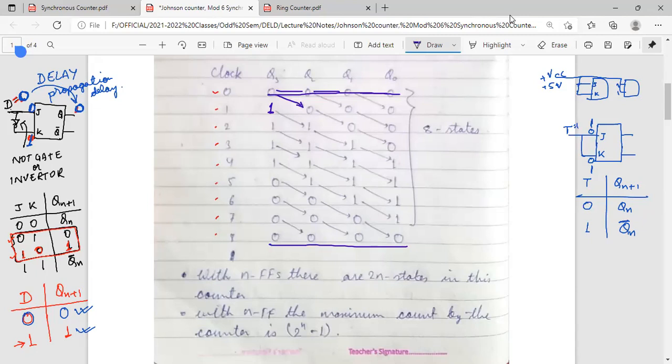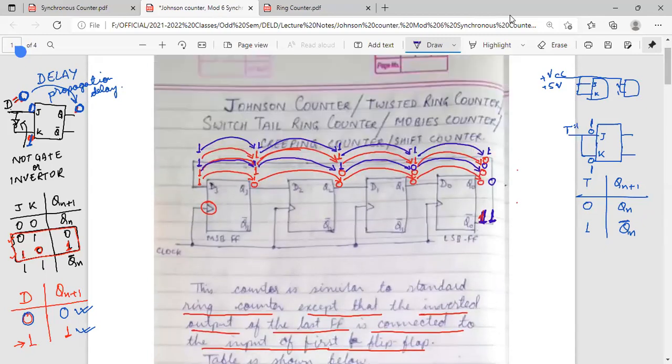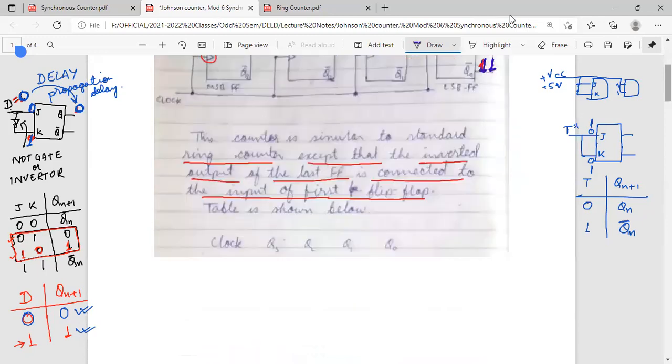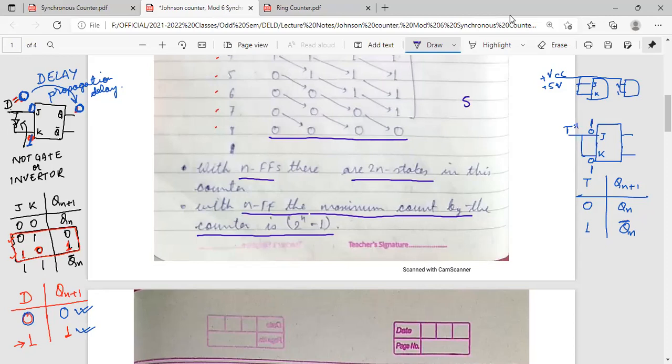So this is a ring counter, this is a twisted ring counter. And why are we calling it a twisted ring counter? Simply because instead of taking the feedback from Q, the feedback is given from the Q bar. Okay, so with n flip-flops there are 2 to the power n states. And with n flip-flops the maximum count by the counter is 2 to the power n minus 1. So if we have a total of 5 flip-flops, then we will have 2 into 5, that is 10 states.